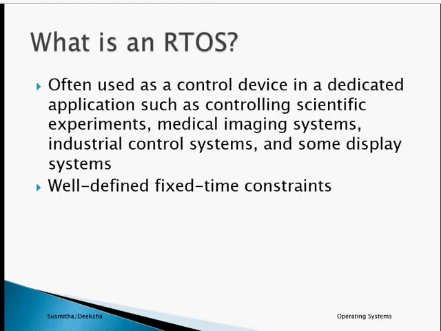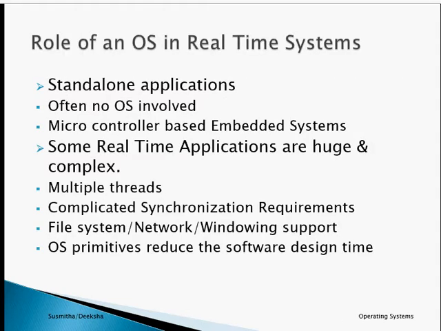Role of an operating system in real-time systems. Standalone applications. In standalone applications, often no operating system is involved. A microcontroller-based embedded system is used in standalone applications. Some real-time applications are huge and complex, and the problems are multiple threads, complicated synchronization requirements, file system, network, windowing support. Operating system primitives reduce the software design and time.